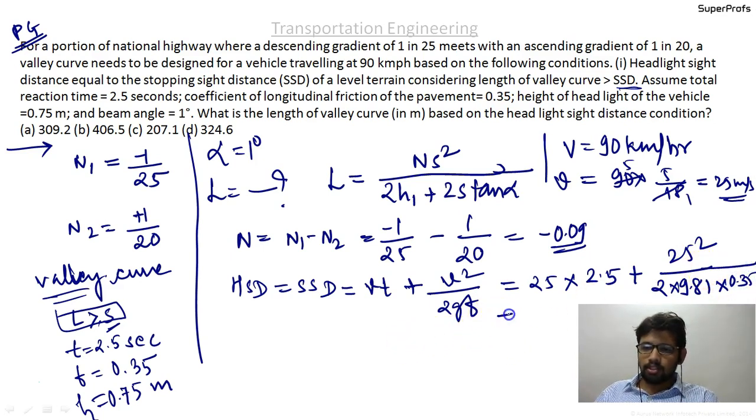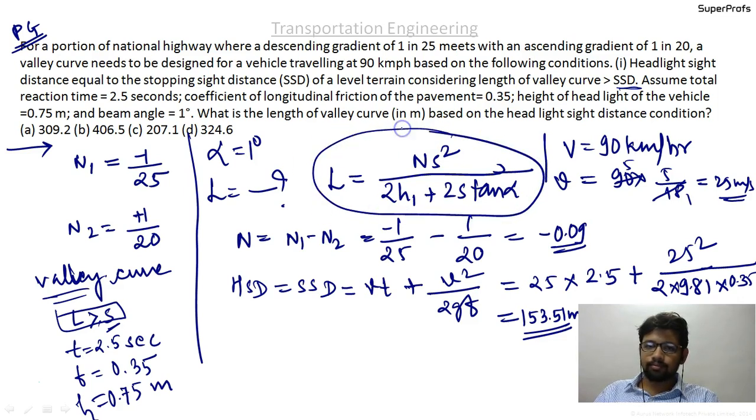So the S value, what we get as the headlight sight distance, is 153.51 meters. And now we will have to use this value in the formula for the length of the valley curve.